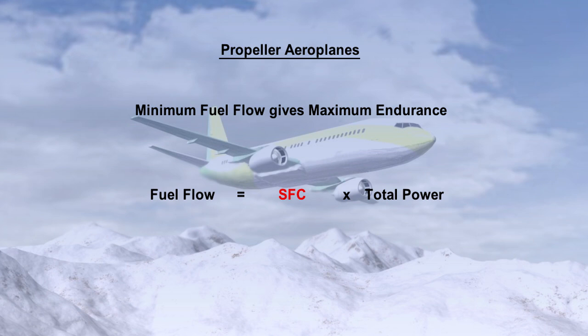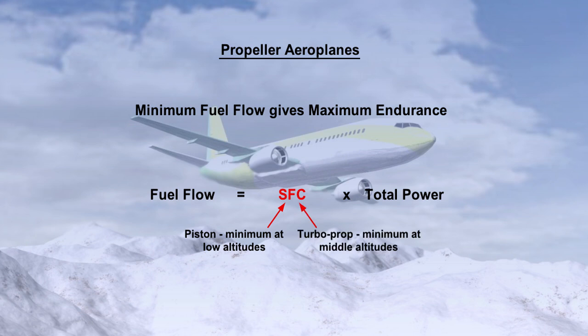Fuel used per unit power, as you already know, is called specific fuel consumption. This value needs to be small, but for the majority of propeller airplanes the value is more or less fixed. However, in very general terms, it is safe to say that for piston engines, specific fuel consumption is a minimum at lower altitudes, whereas for turbopropeller engines, specific fuel consumption is a minimum at middle to high altitudes.